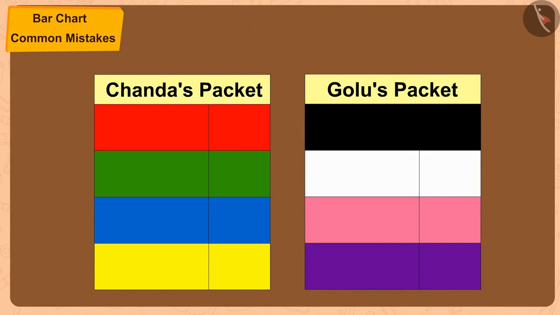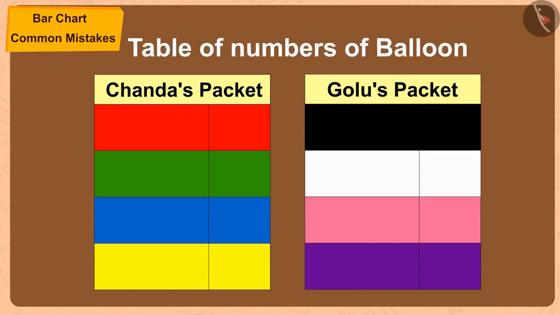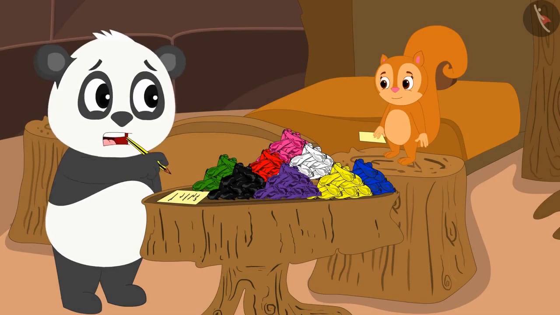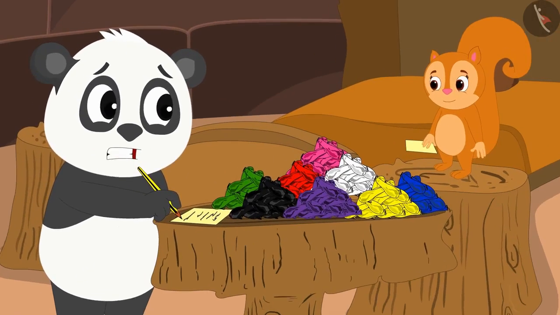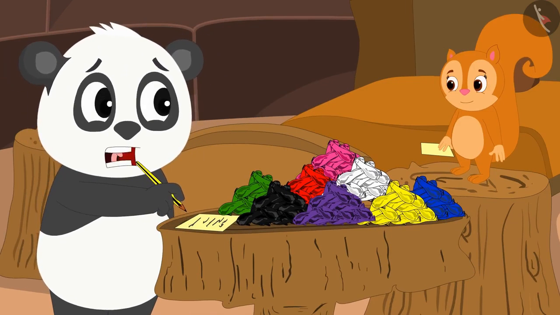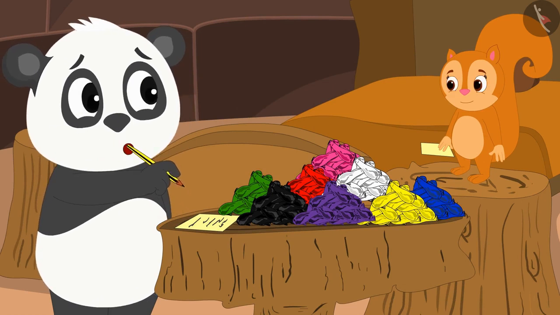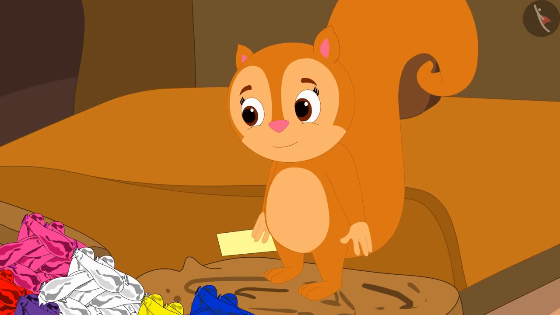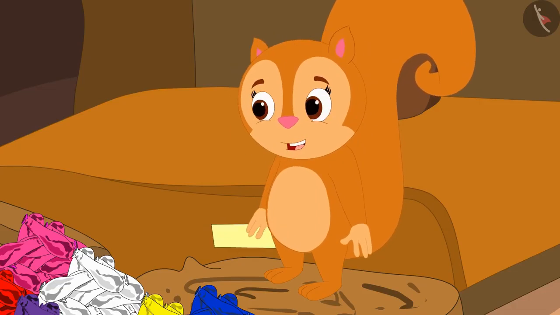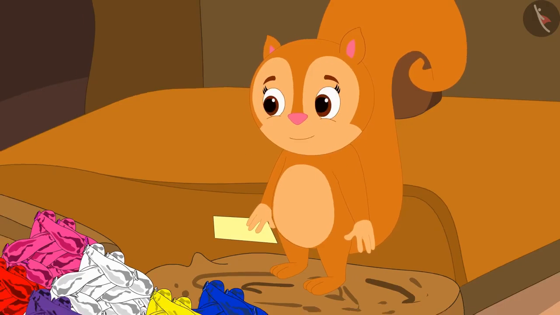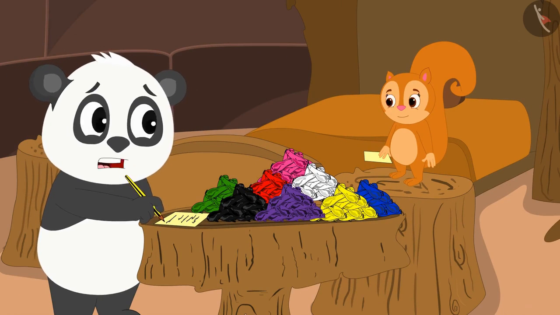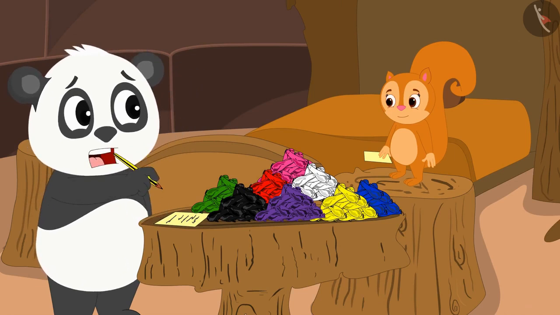Both Golu and Chanda made such tables by counting the balloons in their packets. Chanda, there are so many numbers here. My head is spinning looking at it. Can we do this in some other simple way? Yes, we can show this information in a very simple way by making bar charts. That would be nice. Let us both make bar charts from our respective tables.